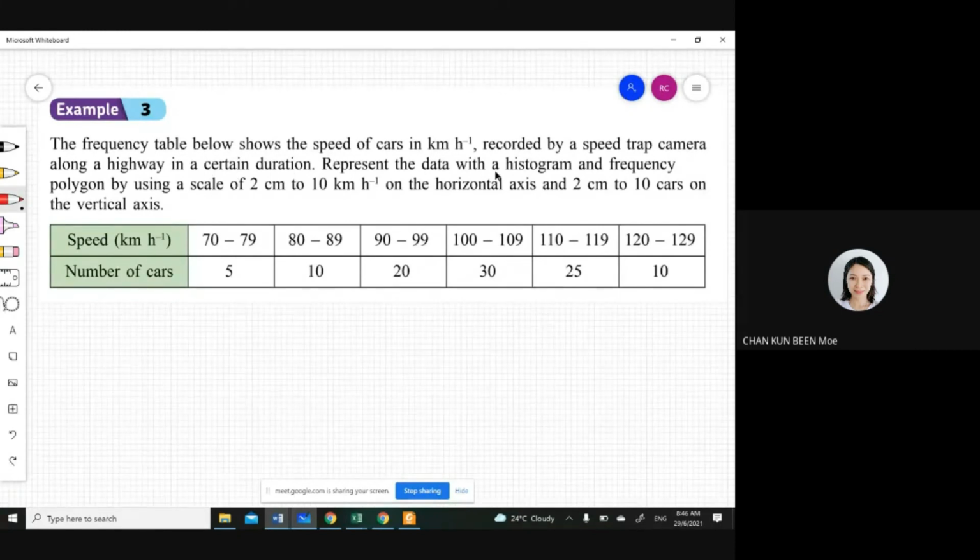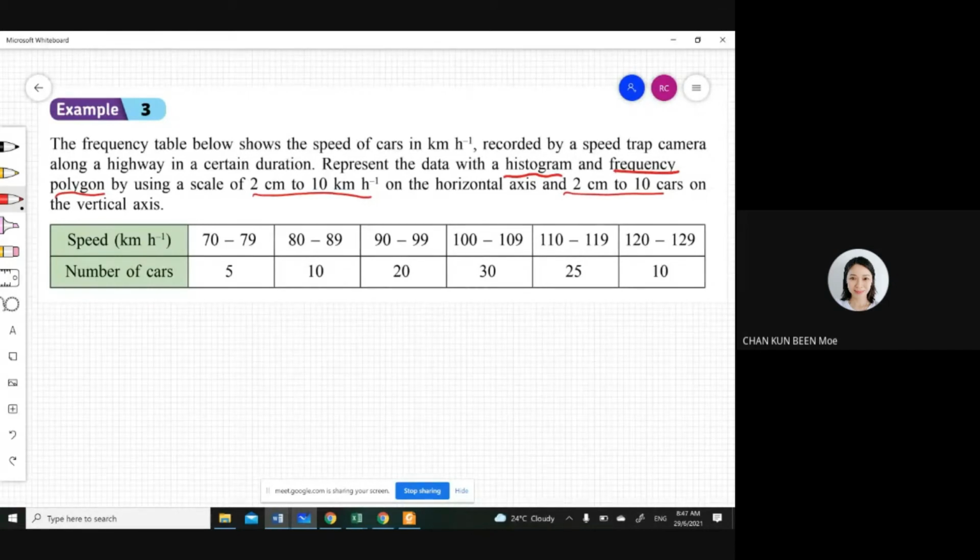Represent the data with a histogram and frequency polygon. So we need to construct two things here, the histogram and frequency polygon. So you remember, for histogram, you will need all the lower limit, upper limit, lower boundary, upper boundary. But then for frequency polygon, you will need the midpoint. Okay, so by using a scale of 2 centimeters to 10 km per hour on the horizontal axis and 2 centimeters to 10 cars on the vertical axis.